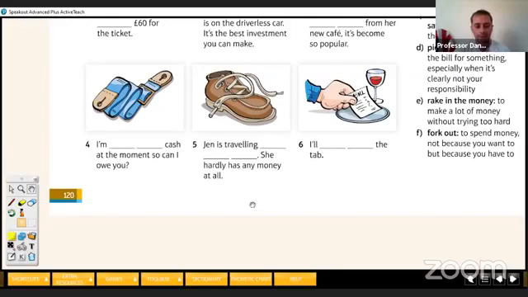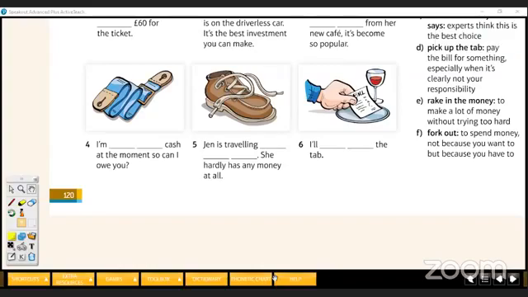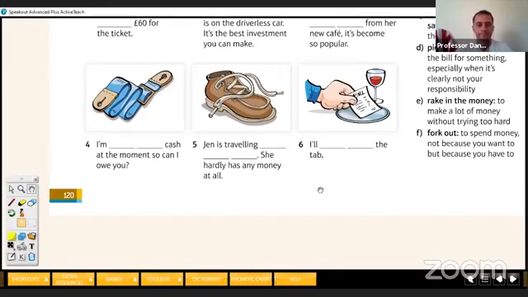Number six, come on, that's easy. What's the man doing? Phrasal verb, it starts with P. Pay for? Nope. That's a very useful phrasal verb and also an idiom. What is the idiom that we use to say that I'm going to pay the bill? Pick up, Nancy said. You're right, Nancy. Good job. I'll pick up the tab.